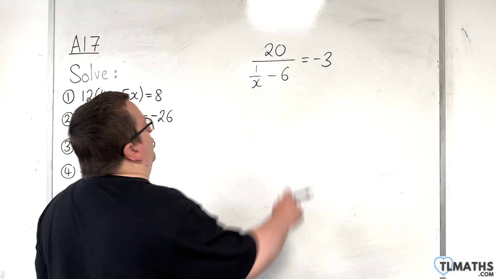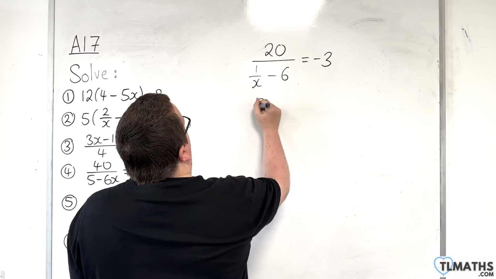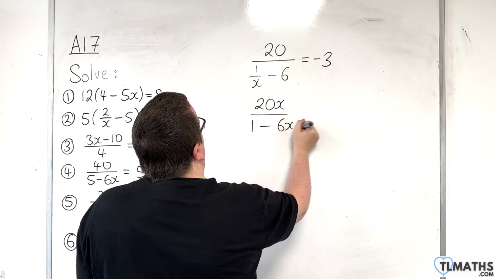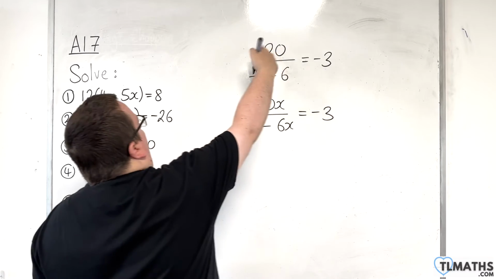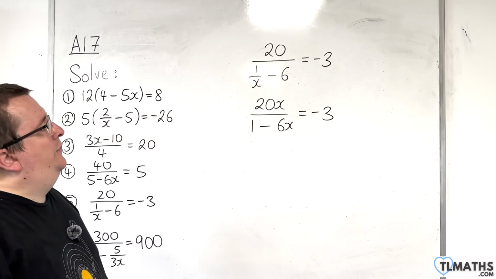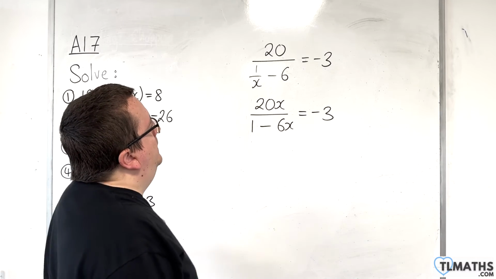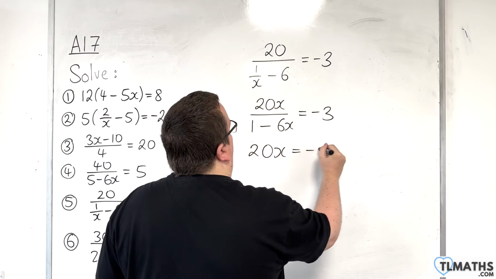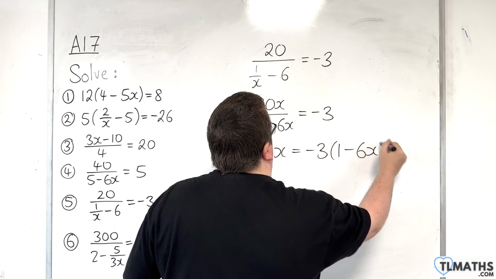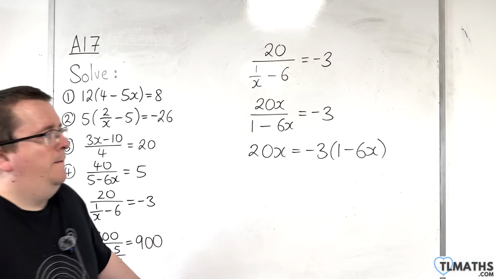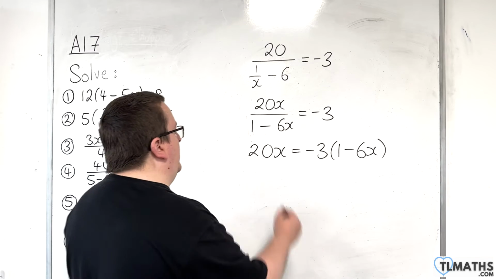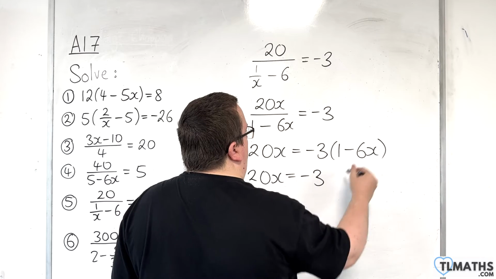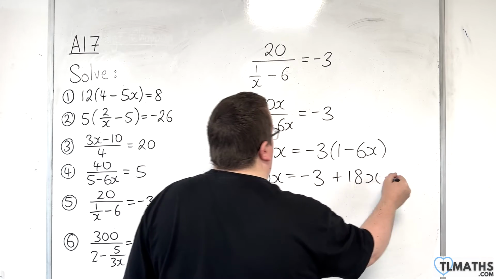So I'm going to multiply top and bottom by x, and we're going to get 20x over 1 take away 6x is equal to minus 3. So multiplying everything in the fraction top and bottom by x gets us this. Then we can multiply both sides by 1 take away 6x. Okay. Best idea here is to expand that bracket out. So minus 3 times 1, minus 3 times minus 6x is plus 18x.